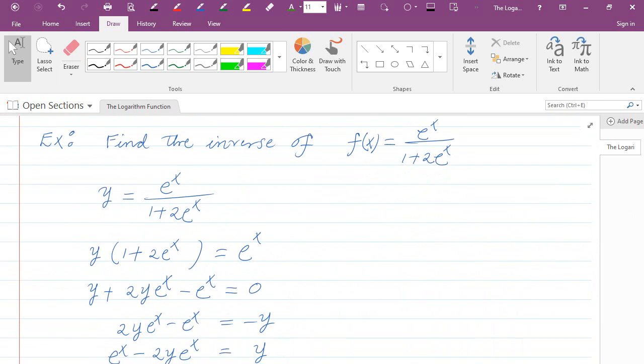All right, so here I want to find the inverse of the function f of x is equal to e to the x over 1 plus 2 e to the x. Well, to find the inverse, the first step is set y to the function. So set y to e to the x over 1 plus 2 e to the x. And then we are going to swap x and y.